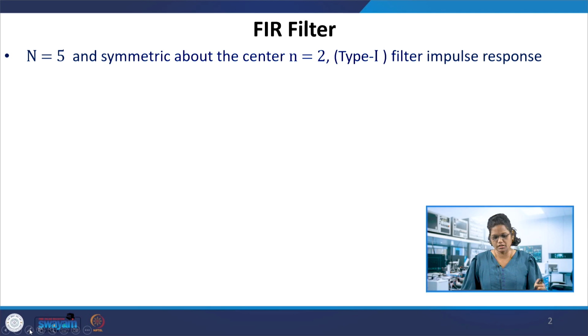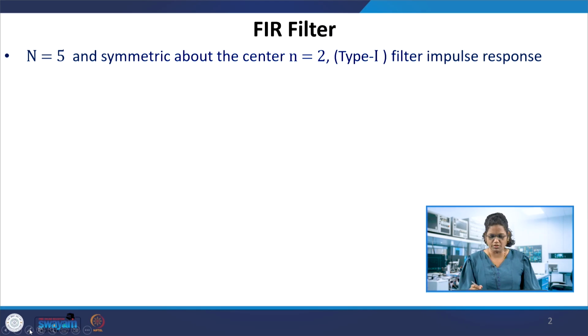Welcome to the course on FPGA based signal processing systems. Finite impulse response filters, we are looking at it, and the FIR filter types which we had learned in the previous lecture: type 1, 2, 3, 4, the symmetric and the antisymmetric cases.